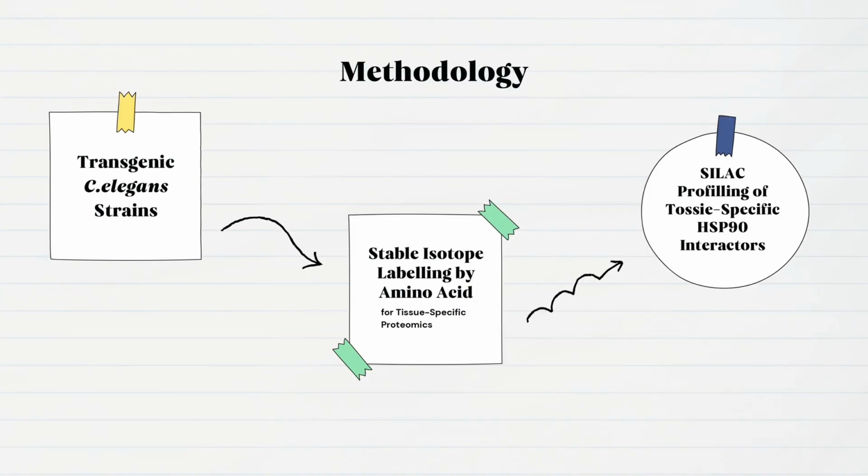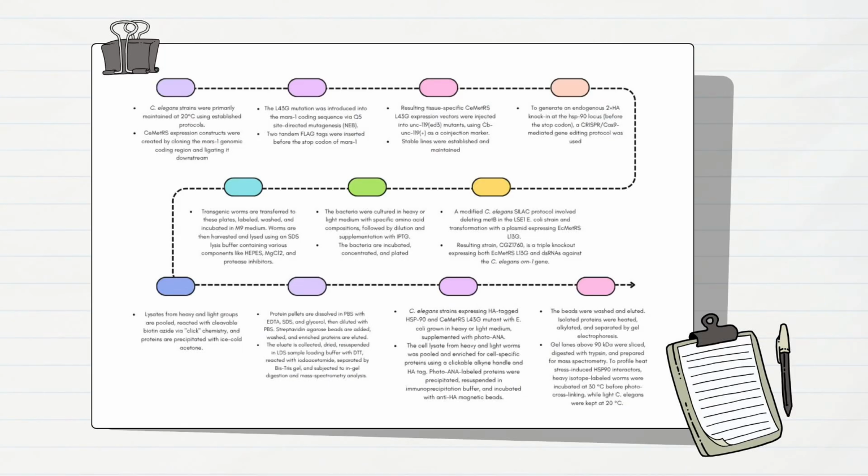Methods used in this study are transgenic C. elegans strains, stable isotope labeling by amino acids in cell culture (SILAC), and profiling of tissue-specific HSP90 interactors. So this is the workflow of the experiment, where the method used genetically modified C. elegans to study proteins near HSP90, and worms were fed labeled bacteria and treated with a special chemical to mark nearby proteins. These proteins were then collected and identified using mass spectrometry to find HSP90 interactors.